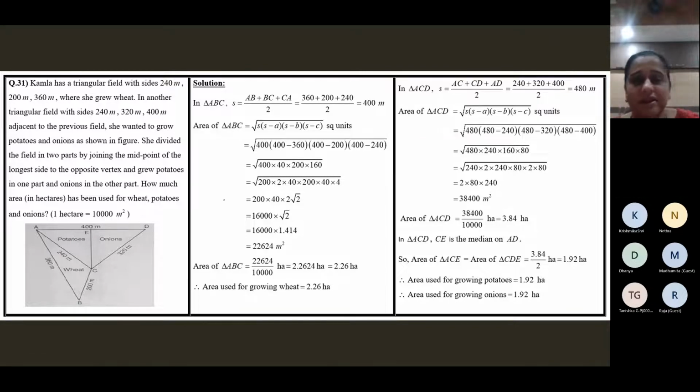So find the area of the triangle ACD. Using Heron's formula, I found the area of triangle ACD, 38,400 meters square. Divide by 10,000 to convert it to hectares because we are asked to find the area in hectares. So it's 3.84 hectares. In triangle ACD, CE is the median. So area of triangle ACE is equal to the area of triangle CED, 1.92 hectares. So potatoes are grown in 1.92 hectares and onions in 1.92 hectares.